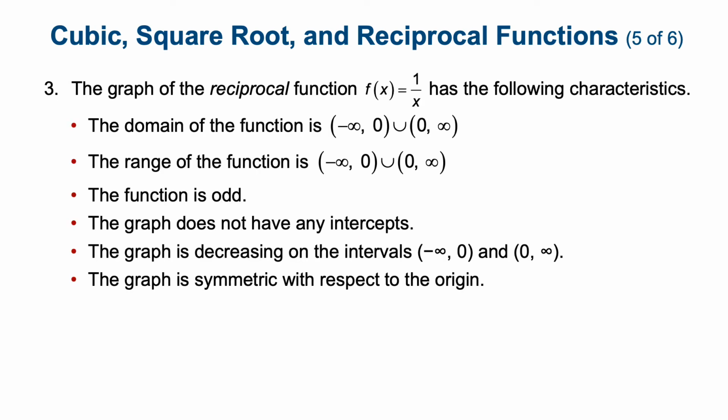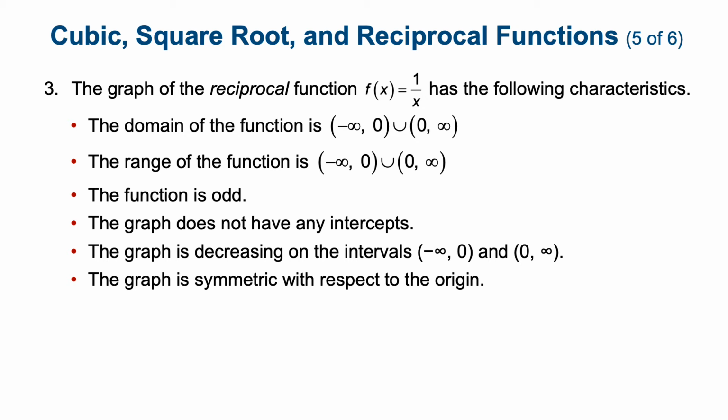Okay, next is the reciprocal function. So f of x is equal to 1 over x, and it has these following characteristics. The domain goes from negative infinity to 0, not including 0. Then it starts again at 0, but not including 0, to infinity. The range of the function is the same as the domain. So that gives you something to think about. That means that at 0, there is no graph.